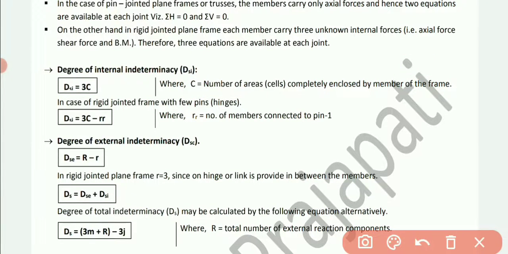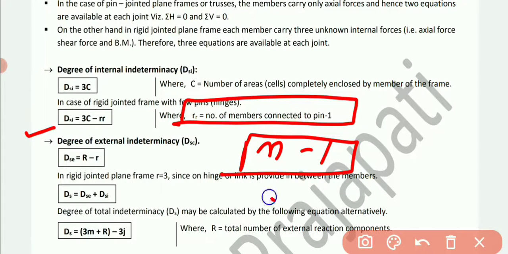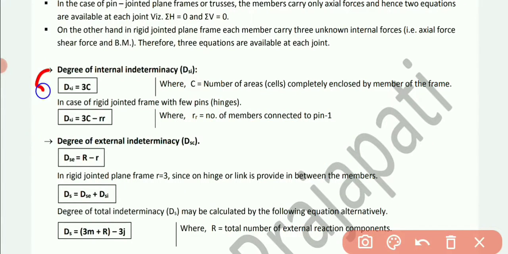First of all, the degree of internal indeterminacy, DSI, formula stands for 3C, where C stands for the number of areas, or we can say cells, completely enclosed by the members of the frame, means the number of enclosed areas which are closed from all four sides. Then in case of the rigid jointed frame with a few pins, if pins are given to us in the data, then the formula will be DSI equals 3C minus RR, where RR stands for the number of members connected to pin minus 1, means its formula is n minus 1, where n means the number of members connected to the pin. So this is the formula of degree of internal indeterminacy, DSI.